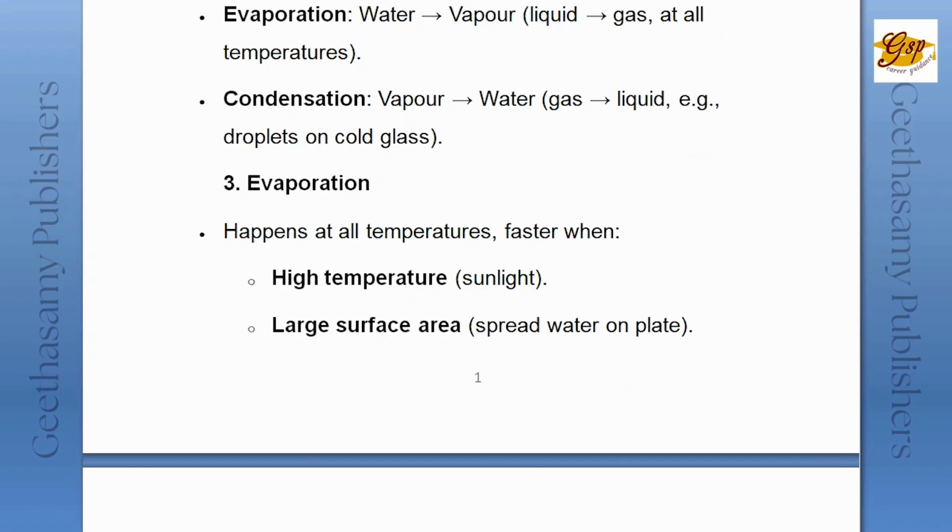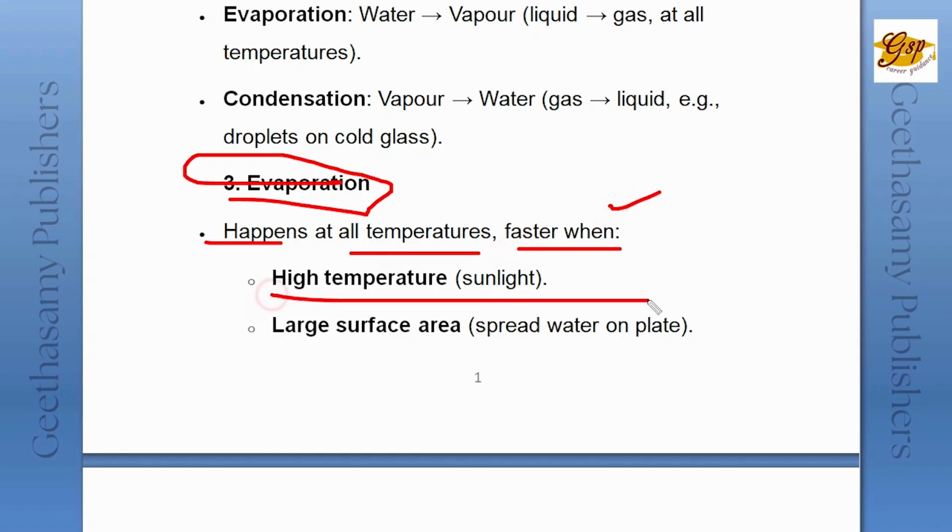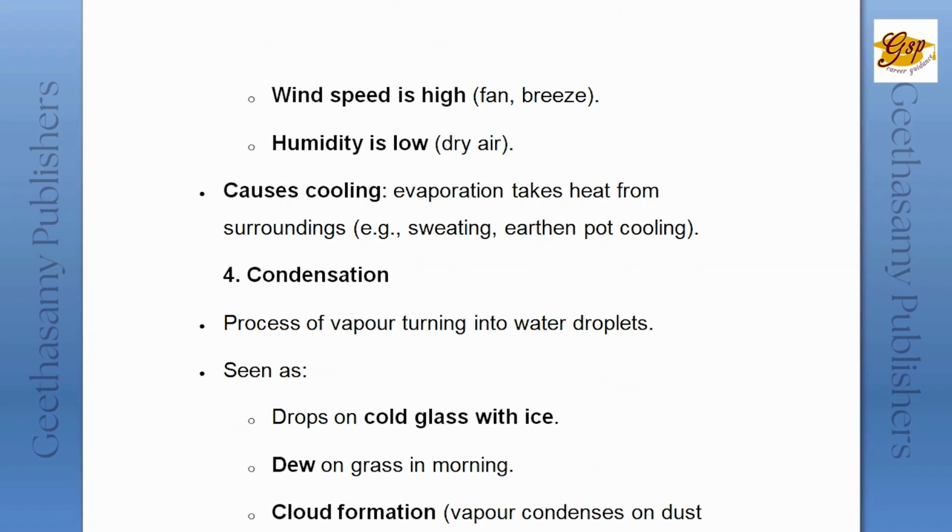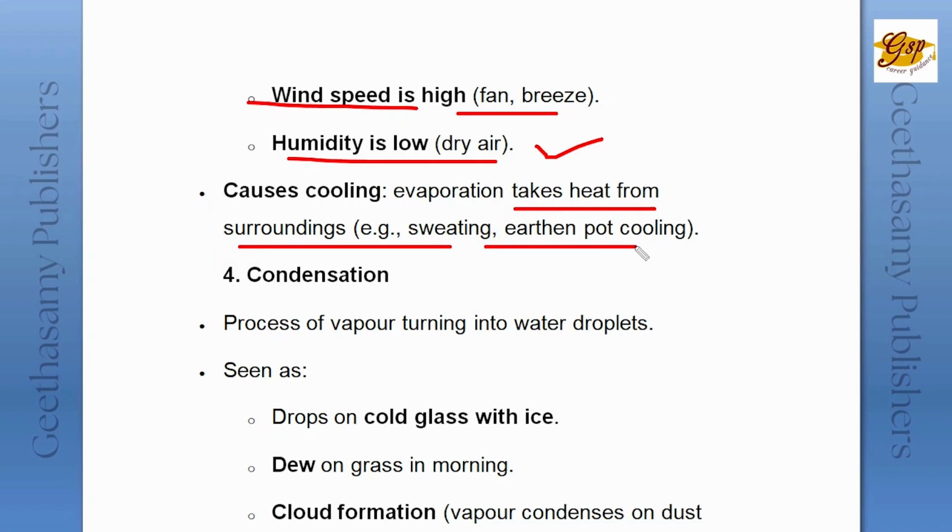Fine. Then evaporation happens at all temperatures, faster when high temperature, that is sunlight; large surface area, that is spread in a plate; then wind speed, fan or breeze; and humidity is low, that is dry air. Then it causes cooling, as evaporation takes heat from surroundings, as in sweating, and earthen pot cooling.